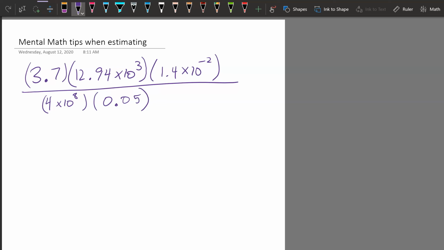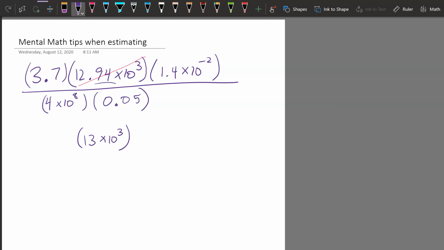Well, take a look at it and round anything that just seems obvious, like 12.94. That's really close to 13. I'm estimating nearest order of magnitude. These two digits are not going to change that much. I'm just going to drop those and leave it as 13 times 10 to the 3. So I got rid of that one.